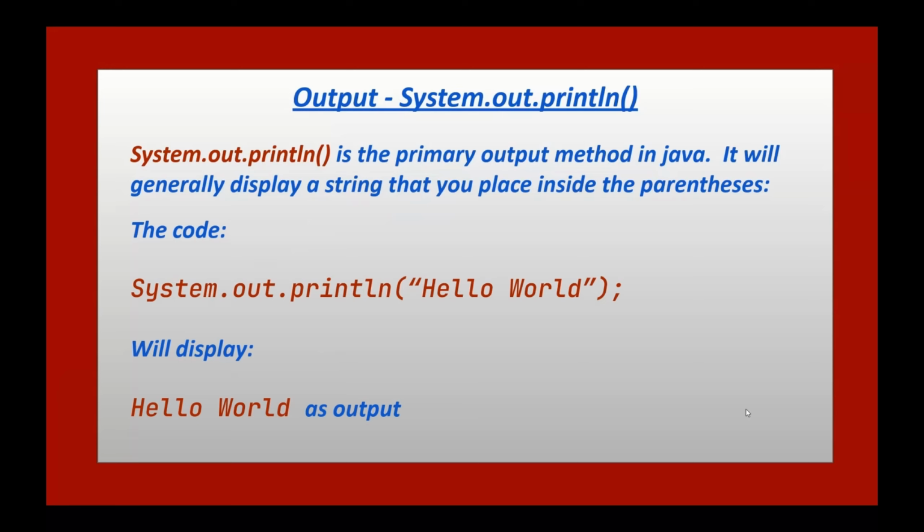Here's an example of how it looks, where the code is System.out.println, and then we have the string that we place inside the quotes. Remember that a string is text enclosed in quotes. What it's going to do is take this Hello World and display it as output. So whatever you put in there string-wise is going to be displayed as output.